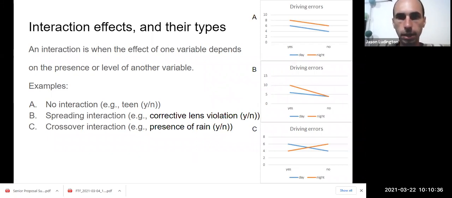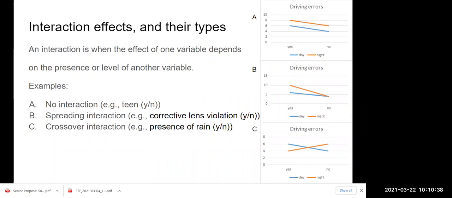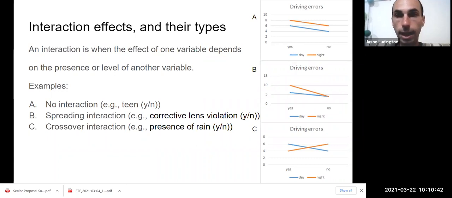Does that make sense? Okay, cool. So we can see the interaction effect by virtue of non-parallel lines. Next one, yeah. Mr. Jason.